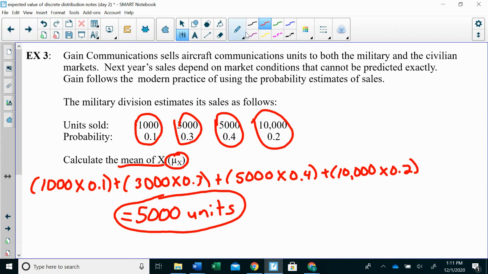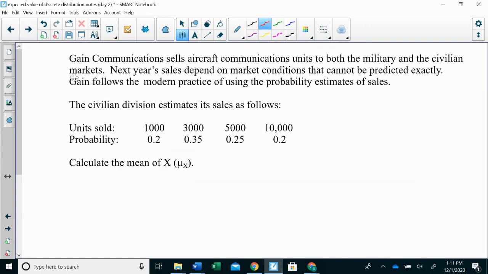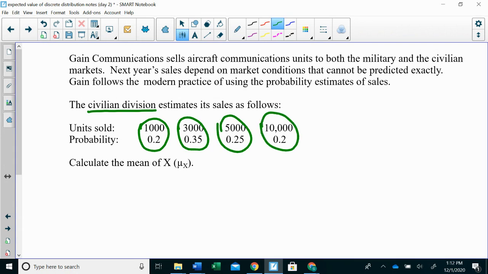So this is information focusing on the military division. The next example, since they also sell to the civilian market, is still Gain Communications, but this time we want to calculate what's their expectation selling to the civilian market, the civilian division. Notice how our numbers have changed slightly, but we still do the same arithmetic. We still multiply each of these pairs together and then add those values.